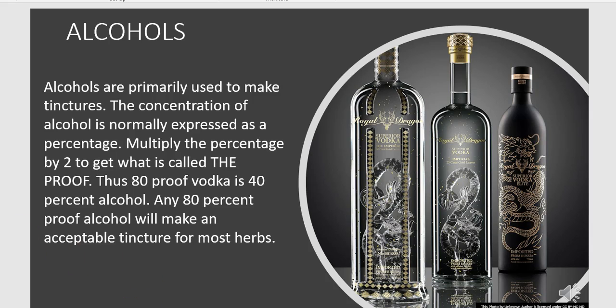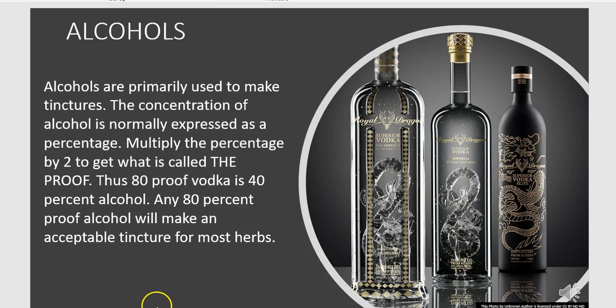Alcohols are primarily used for tinctures. The concentration of alcohol is normally expressed as a percentage. Multiply the percentage by 2 to get what is called the proof. Thus 80 proof vodka is 40% alcohol. Any 80 proof alcohol will make an acceptable tincture for most herbs.